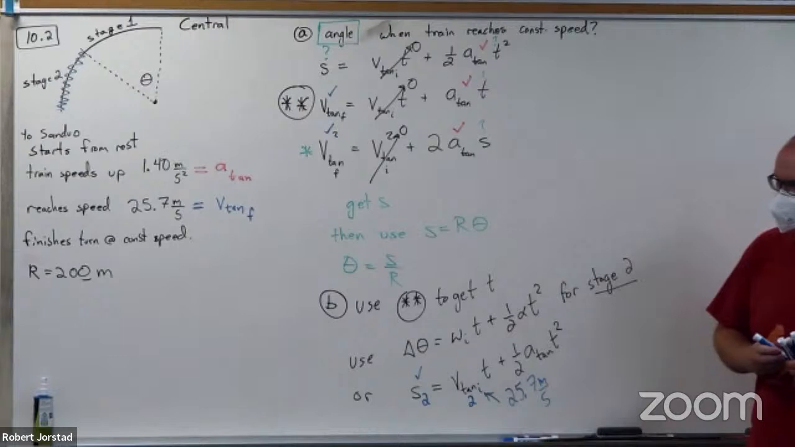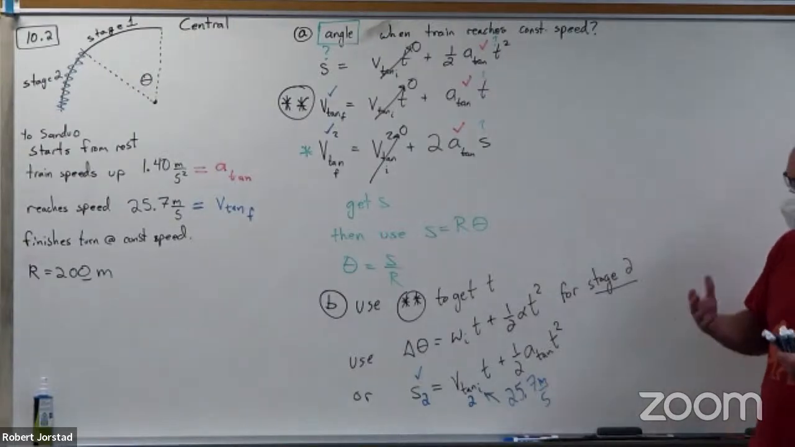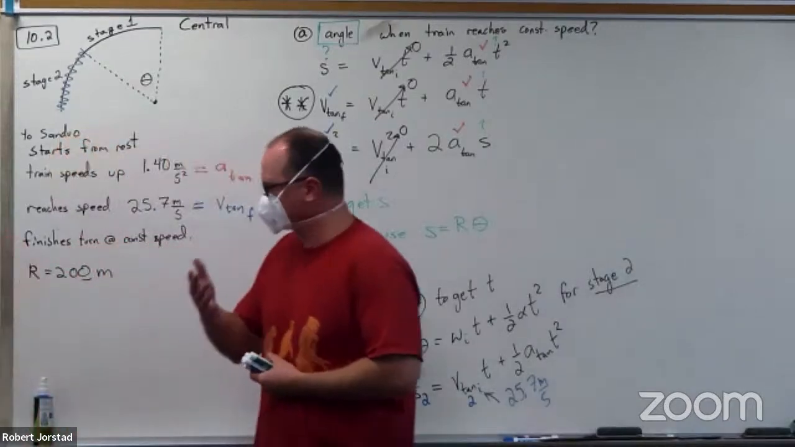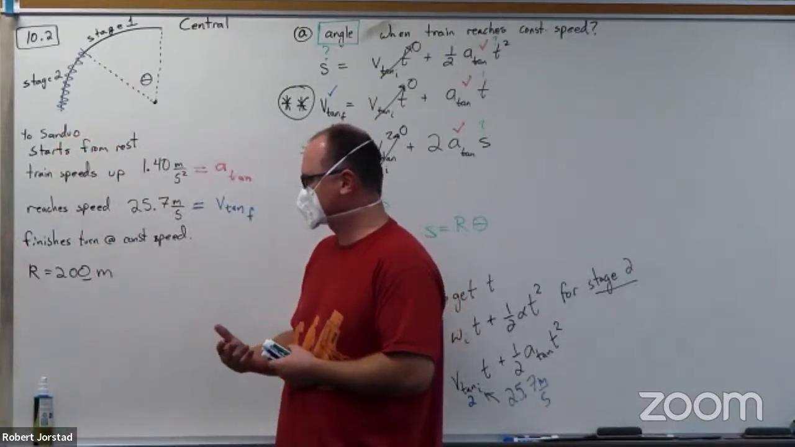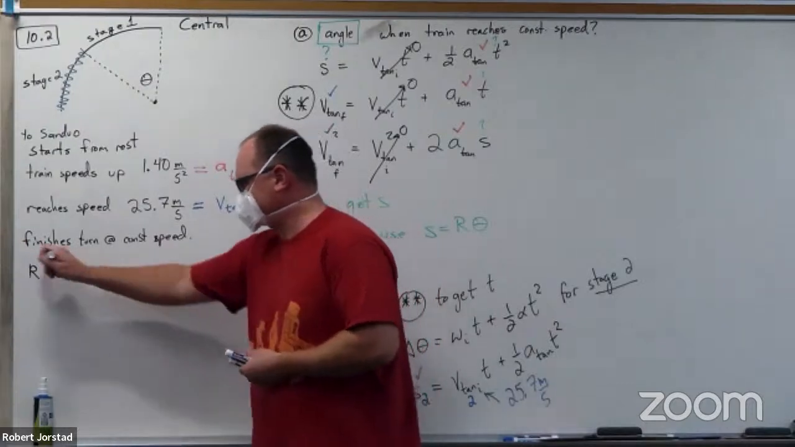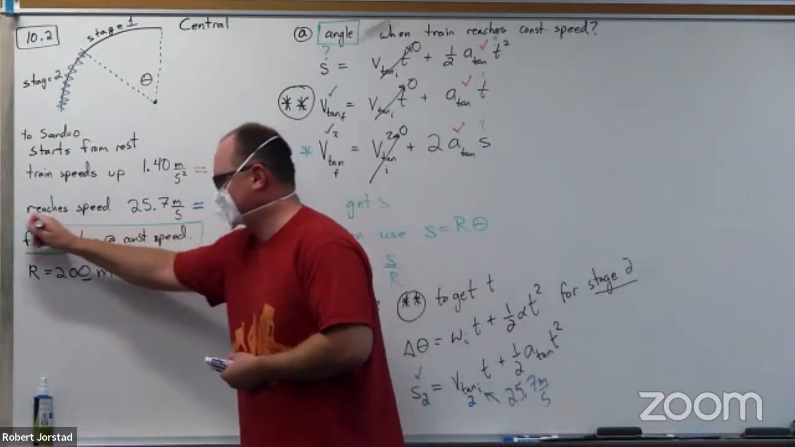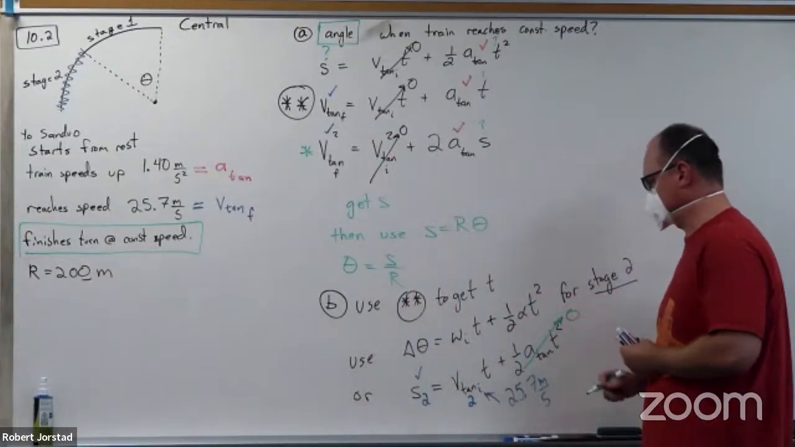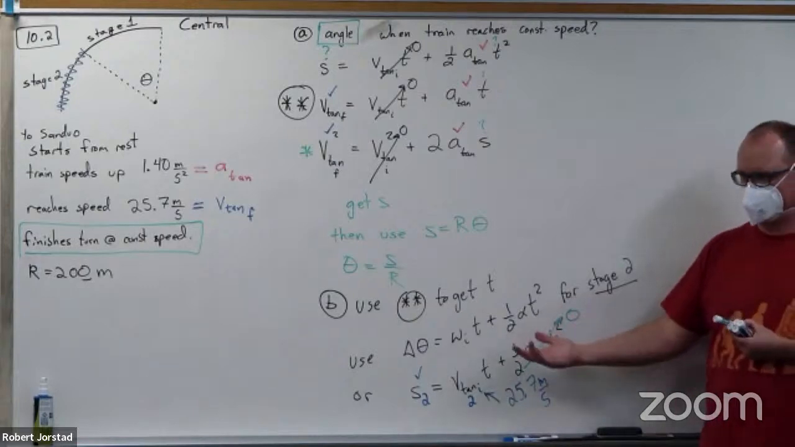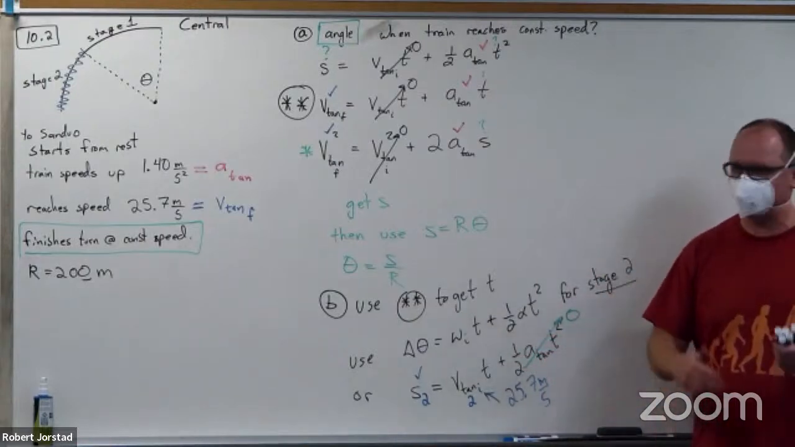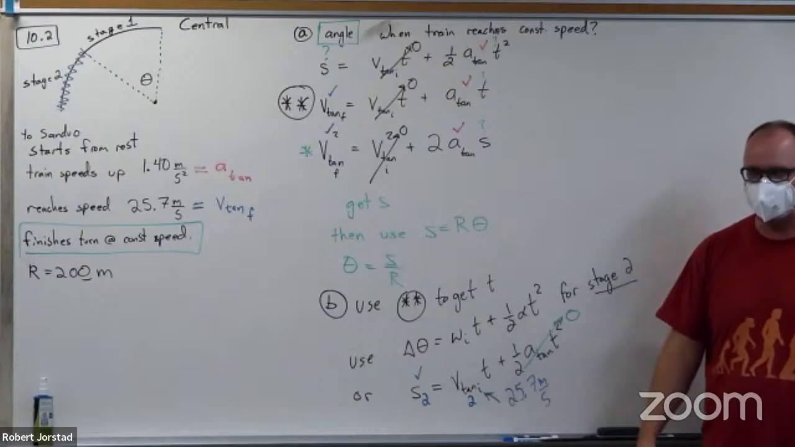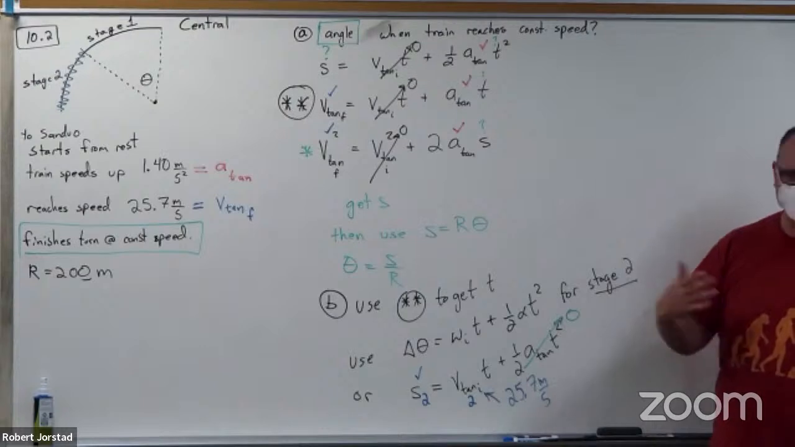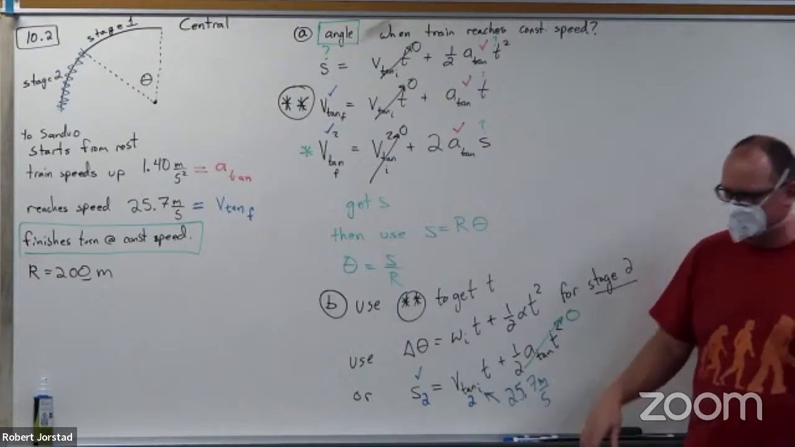What is a tangential for stage two? 0. How do you know that? What is the words that helps you? Constant speed tells me a tan for stage two is 0. You could get the time to finish the race, and you could get the angle to finish the race. You could do whatever you need to do. Agreed? And so this was what you were saying earlier, split it into two problems, two stages. Good? All right.